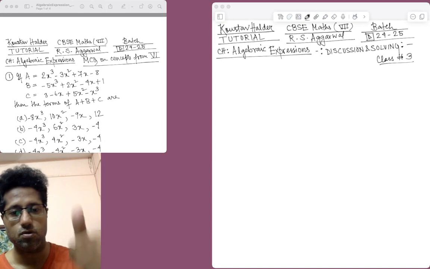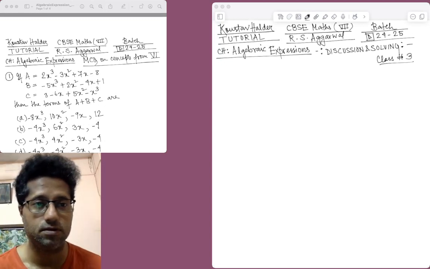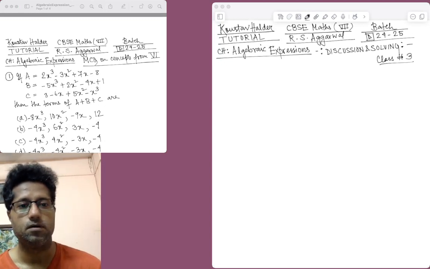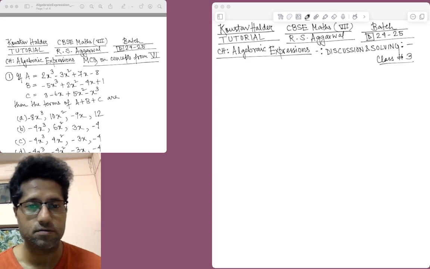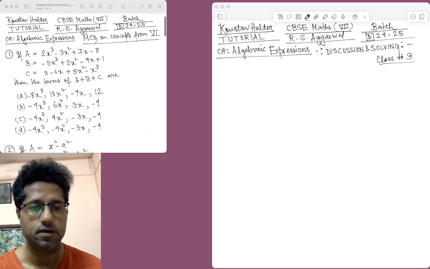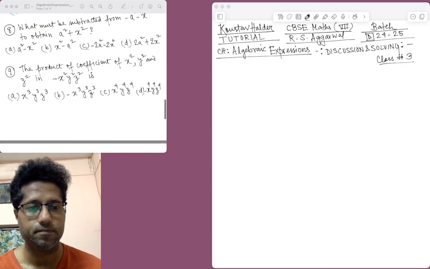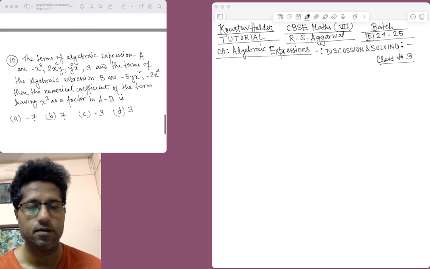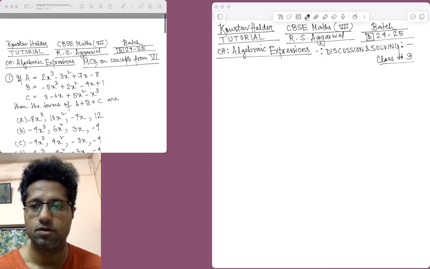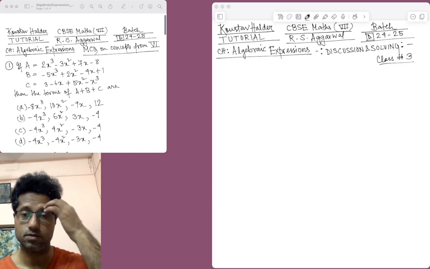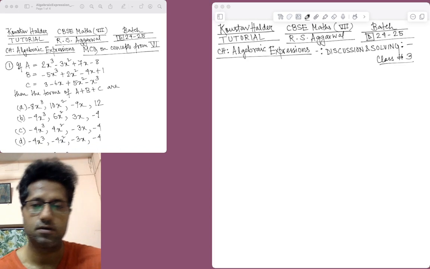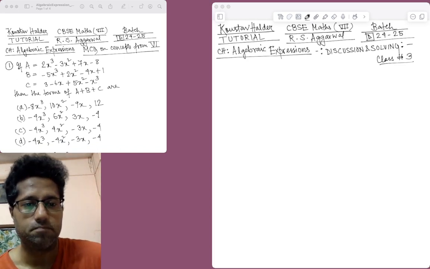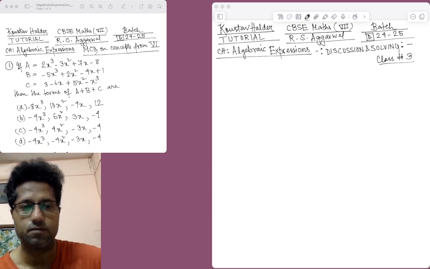So you can see the MCQ of 10 questions I have on the left hand side, and on the right hand side I will solve the problems. So let's start solving the problems, and while solving them I will discuss the concepts required to solve the problem.